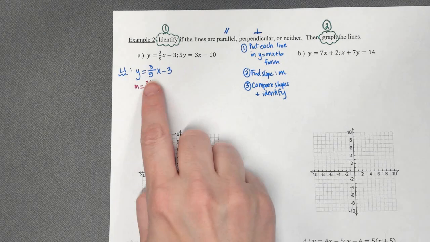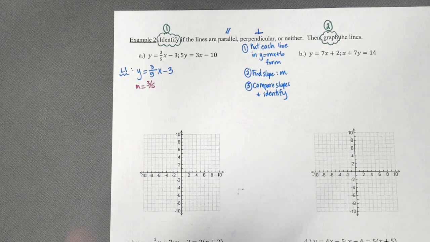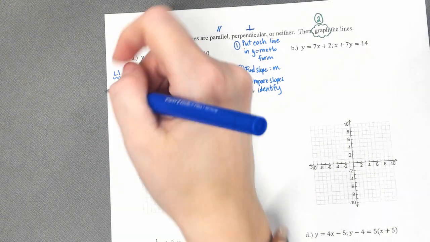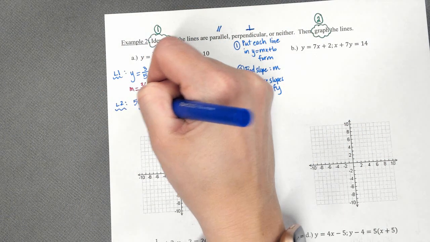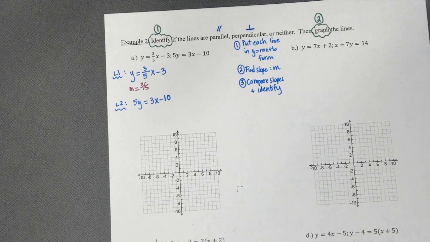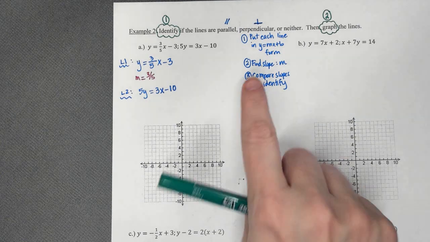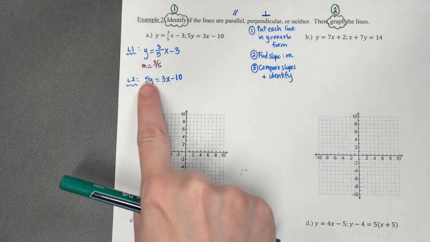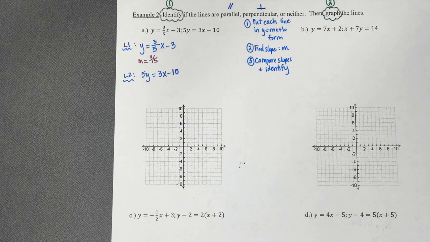Okay, so once you have found your slope for the first line, now we're going to find the slope for the second line. Okay, so for L2, you have 5y equals 3x minus 10. 5y equals 3x minus 10. Now this is so close to being in y equals mx plus b form. Okay, you can't have any numbers in front of the y. But I have this 5. How do I move it over?